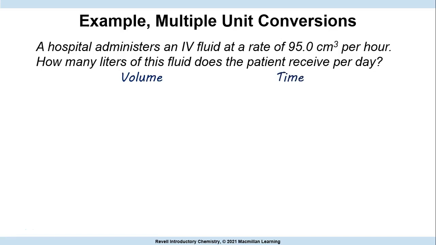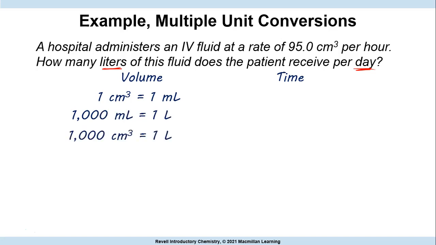So the volume is 95.0 cubic centimeters and the time is per hour. We need it in liters per day. So we need to know how many hours in a day, and we need to know how many liters in a cubic centimeter. Those are very important units. We know that 1 cubic centimeter is equal to 1 milliliter, and we know that 1000 milliliters is equal to 1 liter. So 1000 cubic centimeters is equal to 1 liter.